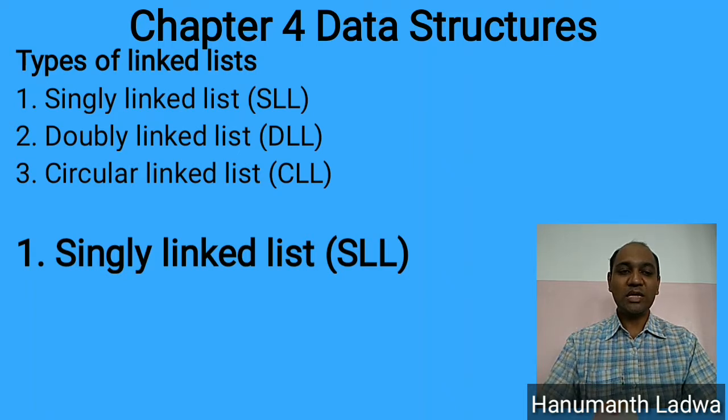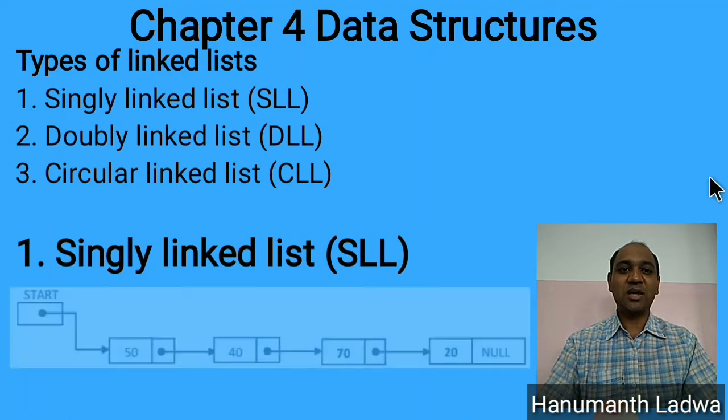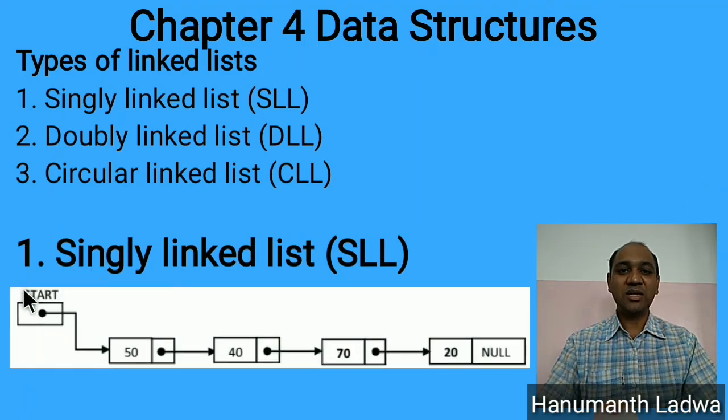Here each node is pointing to only one node, which is called a singly linked list. Here in the diagram you can see the start is the pointer that indicates this is the beginning, and here it is pointing to the first node 50, and this 50 is pointing to the next node 40, and then 70 and 20, and the last node represents null. Here each and every node is pointing to only one node, hence it is called a singly linked list.